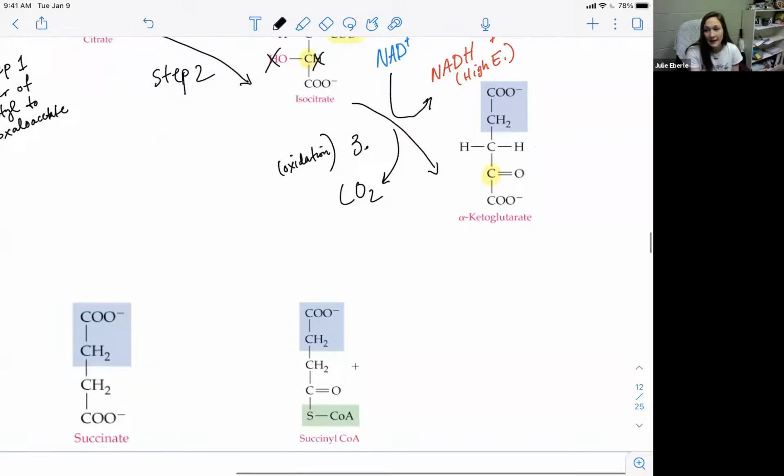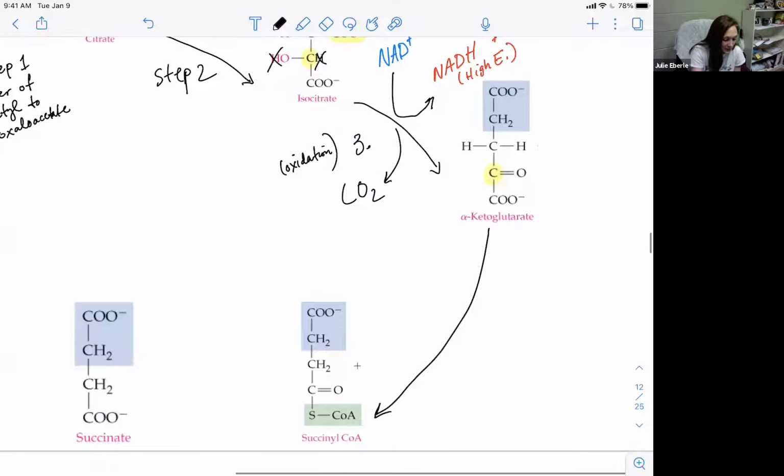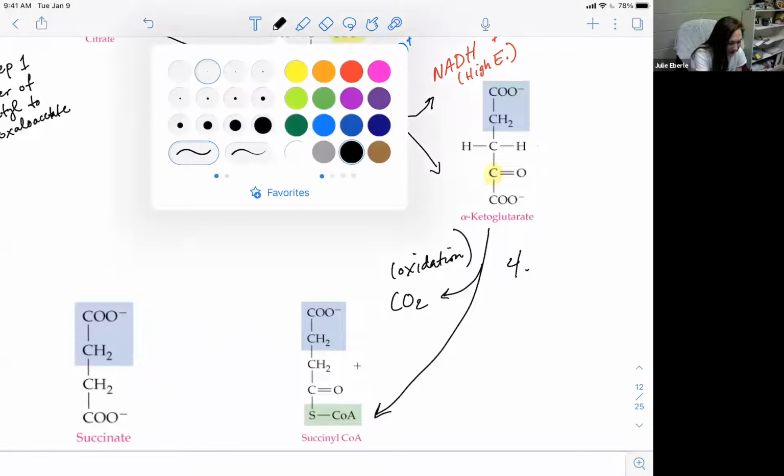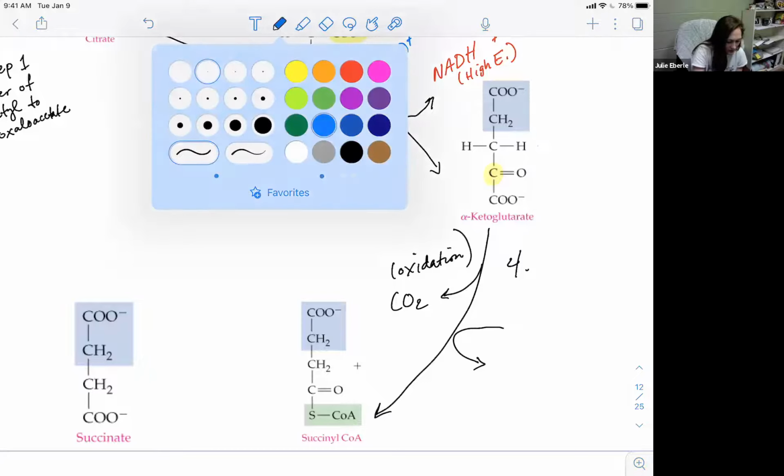Step 4, it's kind of nice because it's identical to step 3 as far as the same things involved. Okay, now different substrate, different product. Alpha ketoglutarate is the substrate this time. Succinyl-CoA is the product. But step 4 is identical in the sense that we are going to lose this CO2 right here at the bottom. That gets cleaved off. So we produce CO2 just like we did in step 3. This is an oxidation. And we need a coenzyme to do that. I'll go ahead and draw my arrow since it's in black. So we're going to start with NAD plus as the coenzyme again.